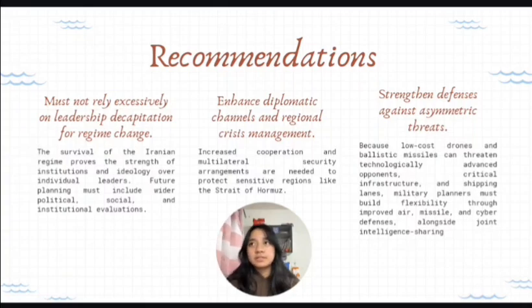Second, we must enhance diplomatic channels and regional crisis management, because increasing cooperation and multilateral security arrangements can protect sensitive regions such as the Strait of Hormuz.